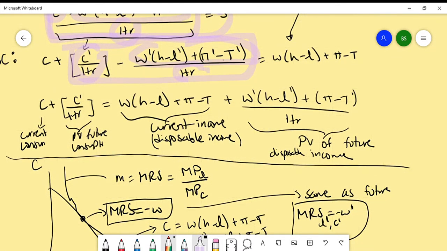So we have this, and then equals W times H minus L plus pi minus T, and so on. And if we rearrange this by moving this to the other side, we get that our current consumption plus the present value of future consumption is our current income.